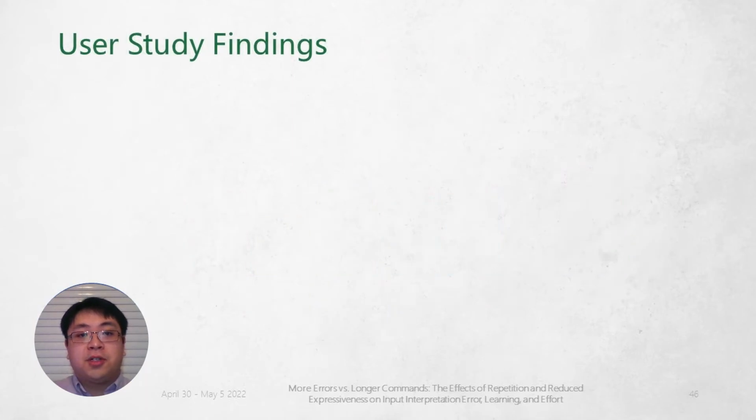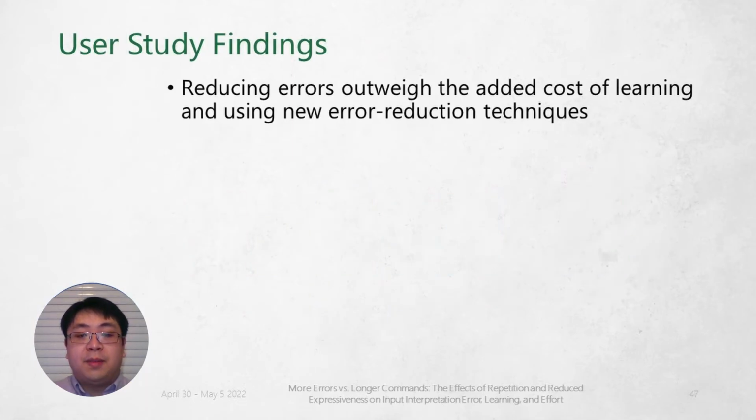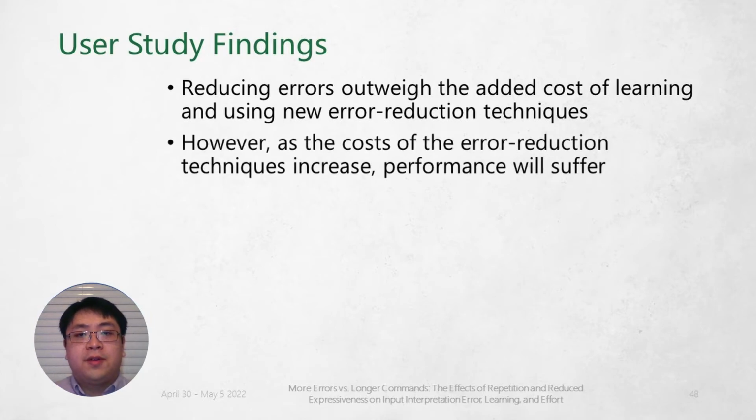The results of the user study led to several findings. The benefits gained from reducing errors using either command repetition or expressiveness reduction outweigh the additional costs of learning and using the new techniques. However, there is a limit to how much cost can be added before performance begins to suffer, such as in the case of the triple sequence condition.